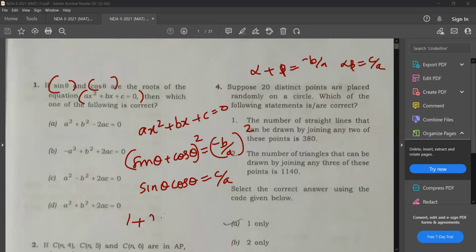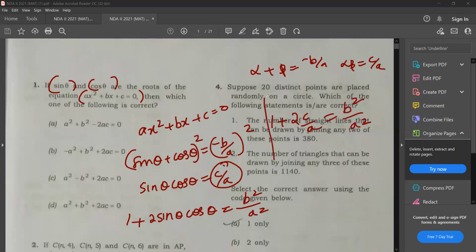You'll be getting 1 plus 2 sine theta cos theta is equal to b square by a square. Now what we have here, we have 1 plus 2, what is sine theta cos theta, that is nothing but c by a, that is equal to b square by a square. So how would you do? You'll do 1 plus 2c by a is equal to b square by a square. Okay. So how can you proceed further?